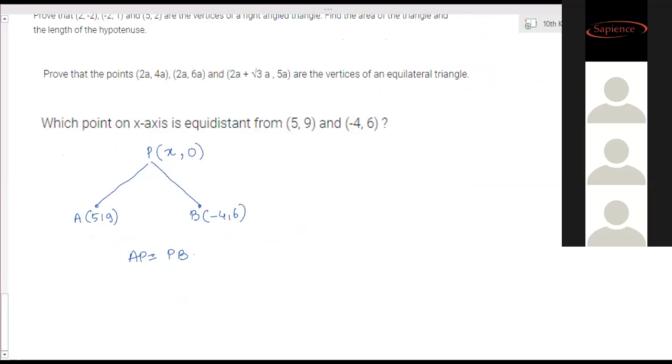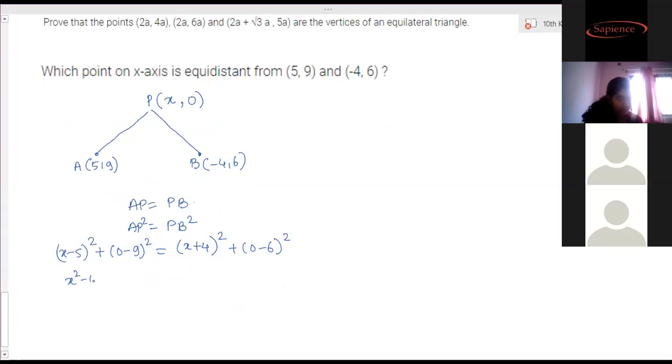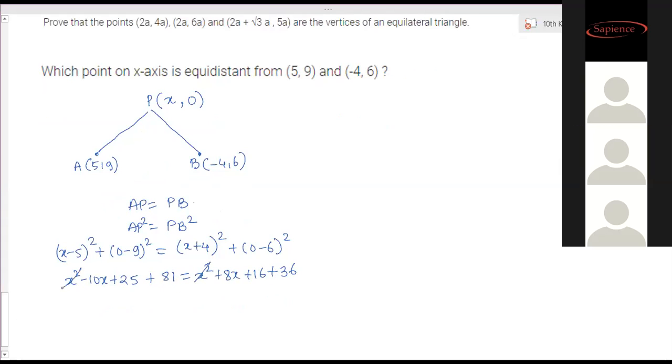Now find out AP distance, or AP square is equal to PB square. So what is AP square? (x minus 5) whole square plus (0 minus 9) whole square, equal to (x minus minus 4, that is x plus 4) whole square plus (0 minus 6) whole square. So (x minus 5) whole square is x square minus 10x plus 25, plus 9 square is 81, is equal to x square plus 8x plus 16 plus 36. This x square and this x square cancel.